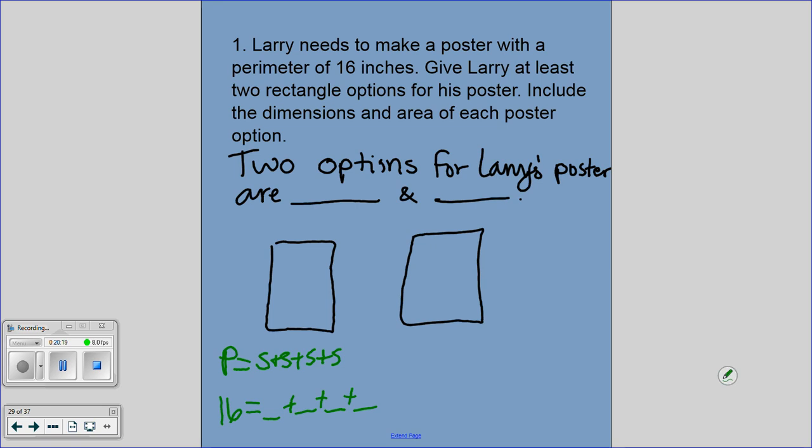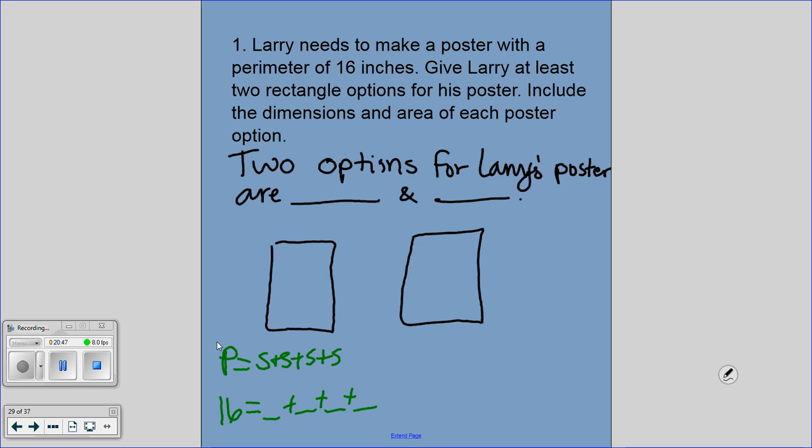Are we good with that? Do we understand how that works? Just like doing part whole, but we're doing perimeter side, side, side, side. So what could be our options? Let's plug in some numbers. What could work? What could I try?